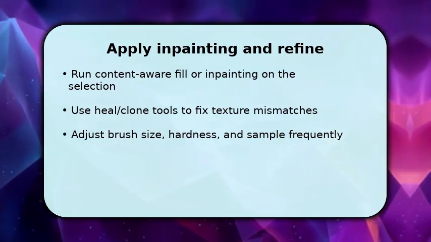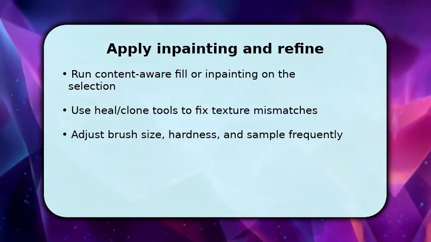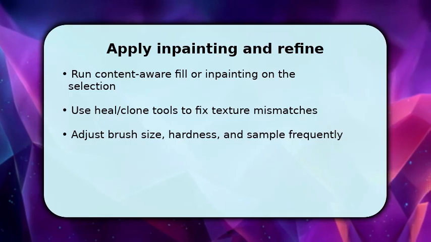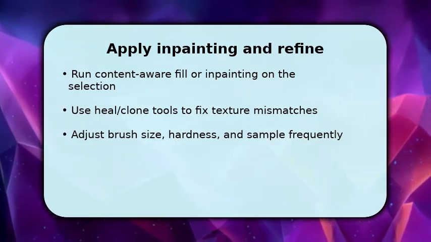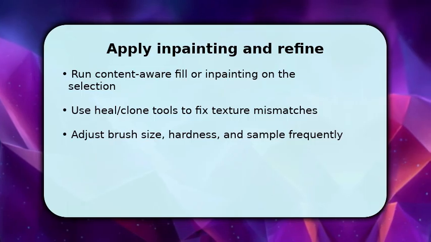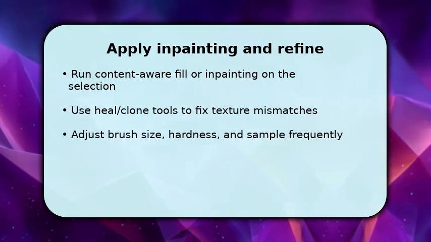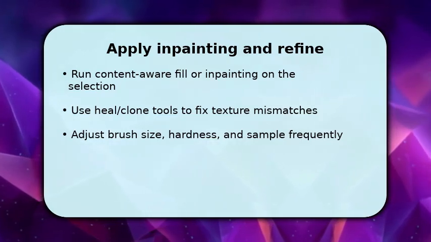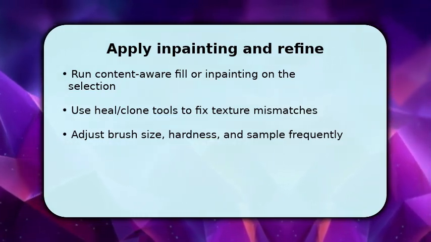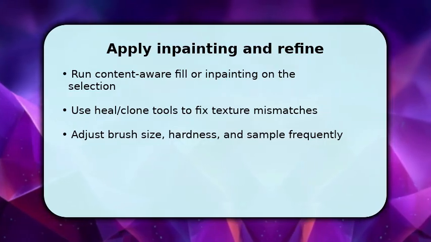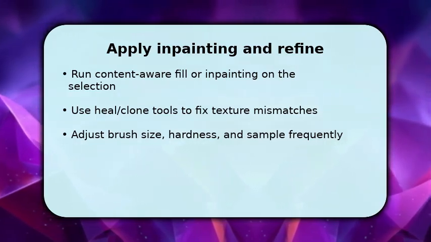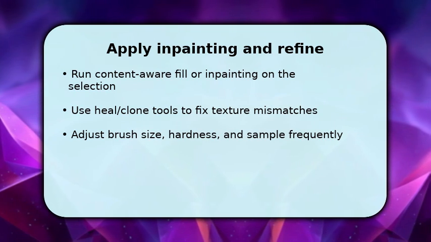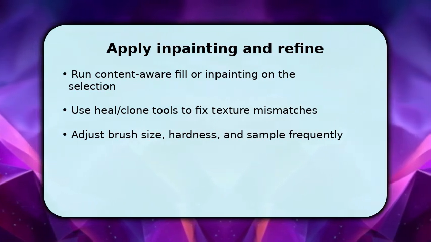After the initial pass, switch to a healing brush or clone stamp to fix seams and match texture, because automated fills often blur fine details. Make smaller strokes and sample from multiple nearby areas to blend edges. If patterns repeat incorrectly, undo and expand the selection slightly before reapplying. This step-by-step refinement produces a natural result that matches surrounding lighting and grain.